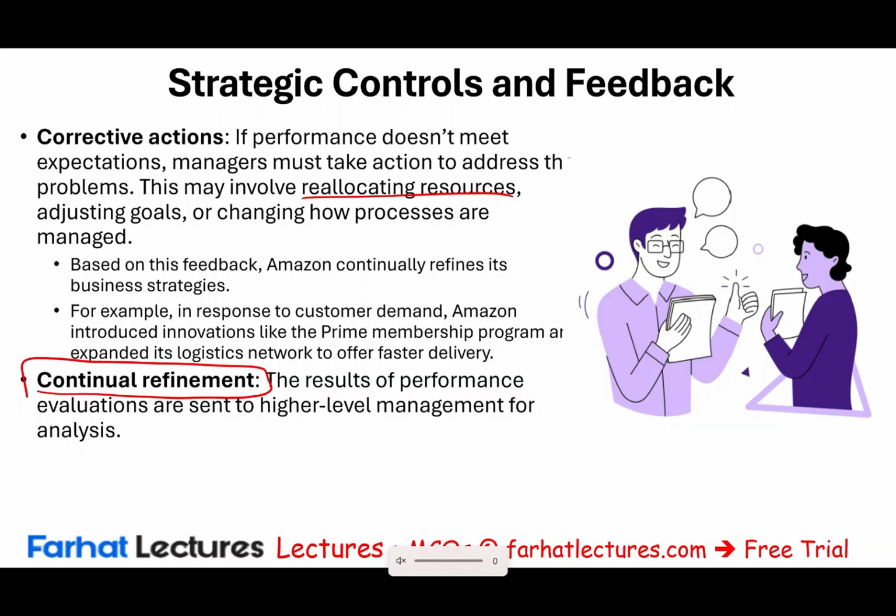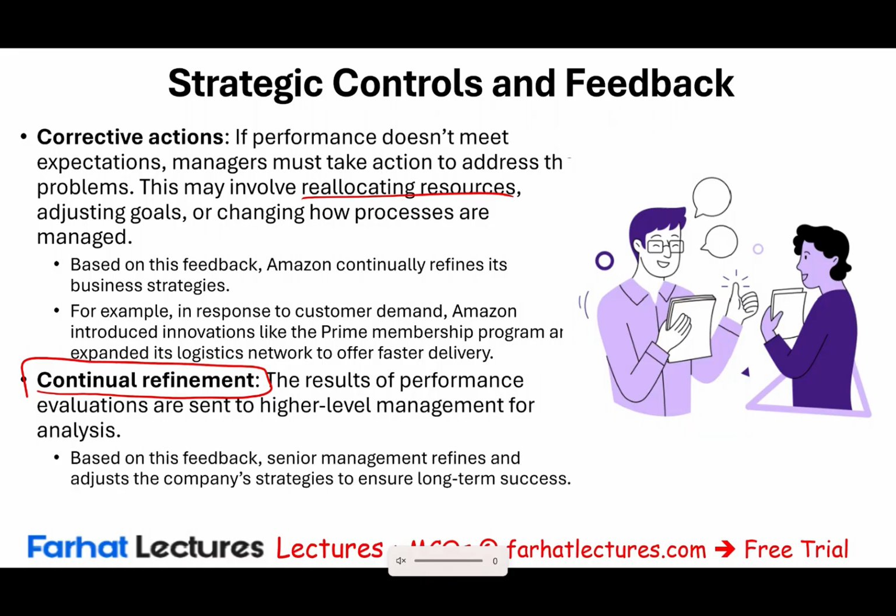The results of performance evaluation are sent to higher level management for analysis, and based on this feedback, senior management refine and adjust the company's strategies to ensure long-term success. Think about, okay, this is what we plan to do. We did it. This is what happened. Did it happen as expected? If yes, great. If not, let's make some correction. Go back to the drawing board to step 3, start the strategy again, draft it, correct it, whatever is needed, implement it again, and see what would happen.